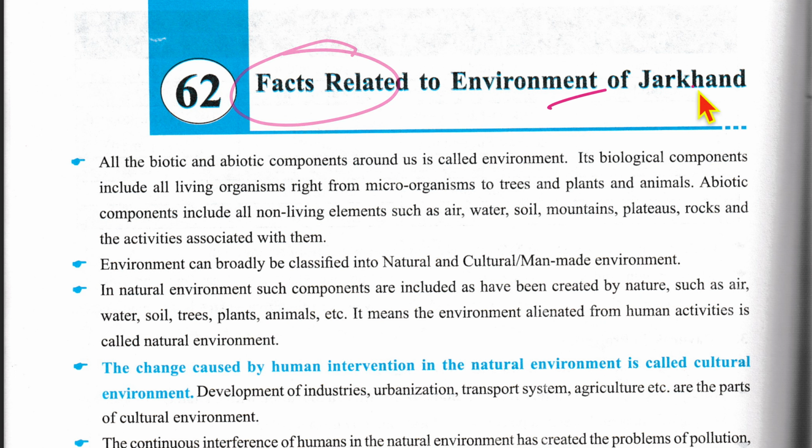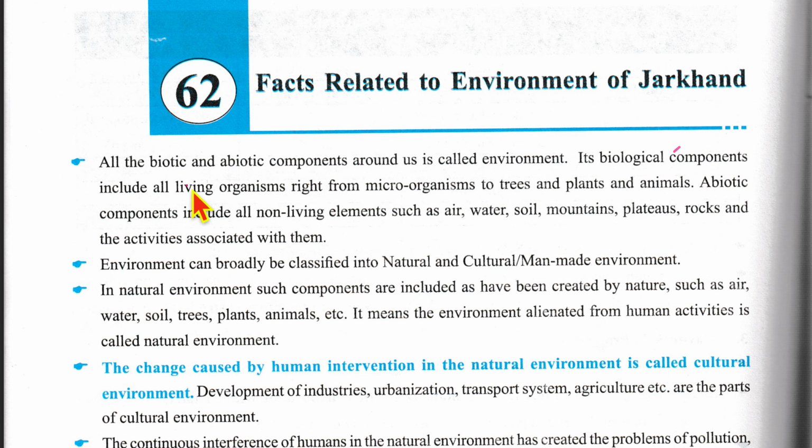Now, facts related to the environment of Jharkhand. All the biotic and abiotic components around us is called the environment. The initial 5 to 6 topics will be a repetition of what you have learned in the static, but nevertheless, we'll be covering it because it is important.